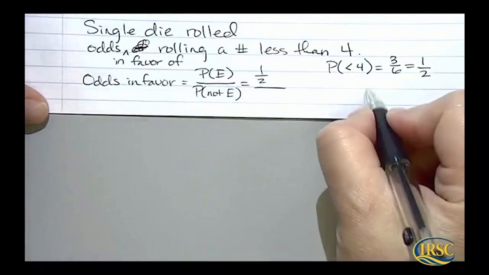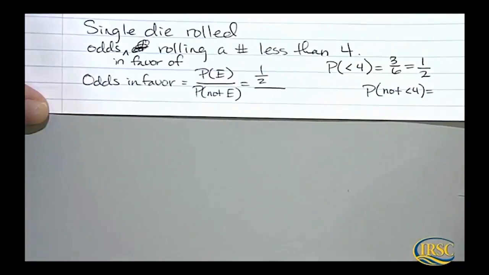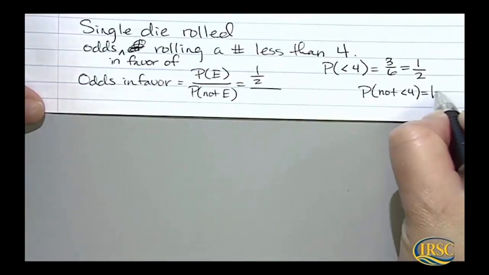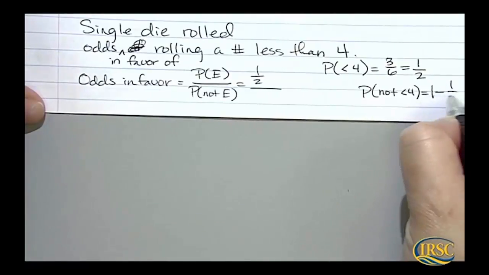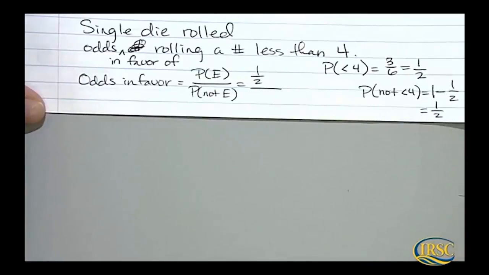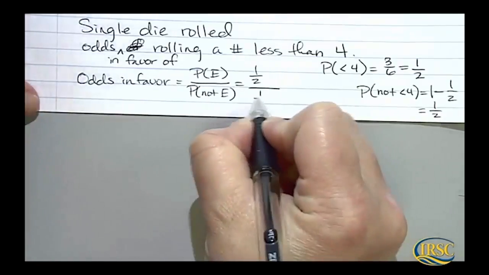Then what's the probability of not a number less than 4? This is just 1 minus the probability that it did. So 1 minus 1/2 is also 1/2. Don't overthink this one. The probability of getting a number that's not less than 4 is 1 minus the probability that it is less than 4. So 1 minus 1/2 is 1/2, and that goes in the denominator here.